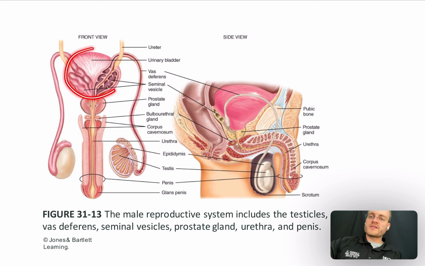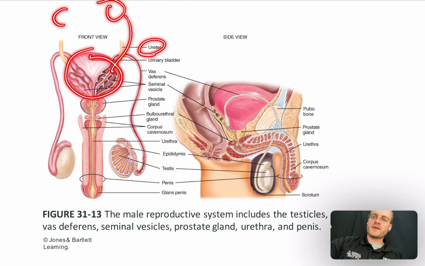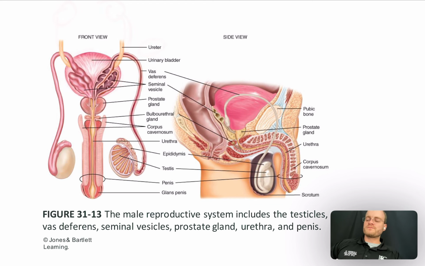Now, the bladder itself is fed by the ureters. The ureters are coming from up here in the kidneys, right? And so that's something to know.